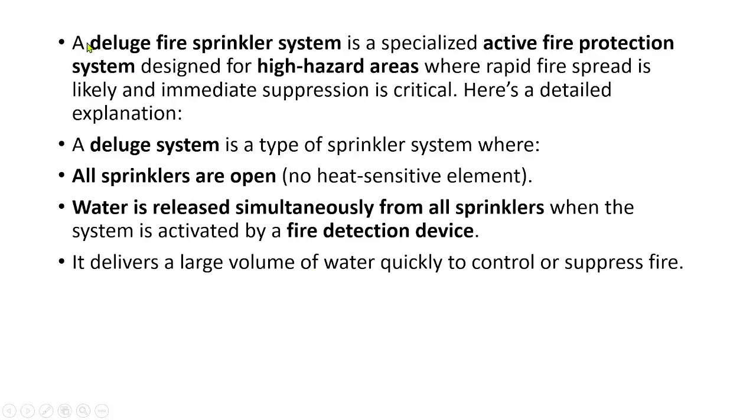Our next one is the deluge fire fighting system. This is a specialized kind of active fire protection system designed for high hazard areas, where rapid fire spread is likely and immediate suppression is critical. In a deluge system, all sprinklers are open. Water is released simultaneously from all sprinklers when the system is activated by a fire detection device. A deluge system is usually installed near transformers, where a transformer can heat up.